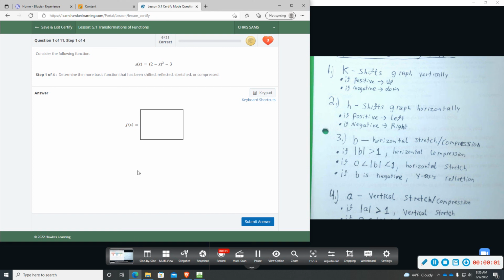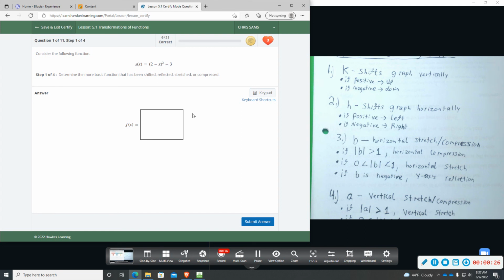All right, number 1, we have 4 parts, and that's going to be most of the assignment. We're going to be having 4 parts when we're describing the difference in the graph. So we want to determine the basic function that was used to change this. So look at your power on x. The biggest power I see is x squared.